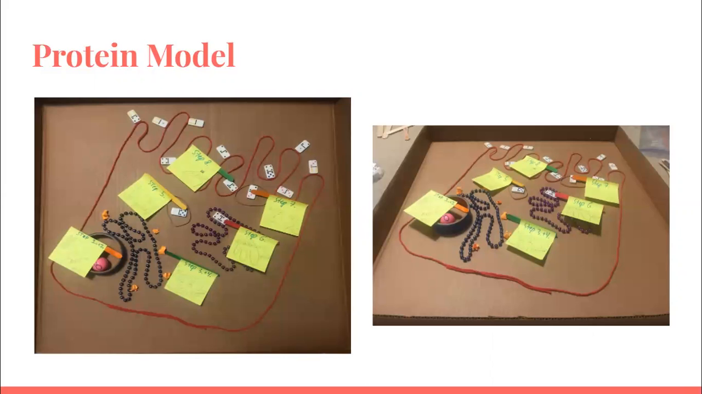On this slide, it's my protein model. On the left is more of a bird's eye view, and on the right is more of a side view. If you look on the left, you can notice the Golgi body, the rough ER, the nucleus on the bottom left with the nucleolus as a pink ball. There are orange ribosomes around the ER, and I've labeled each step with a sticky note.